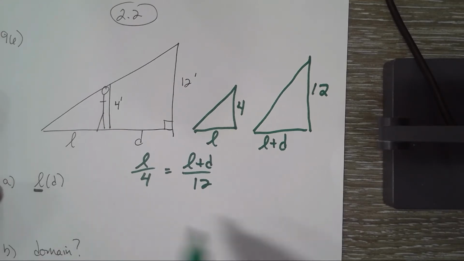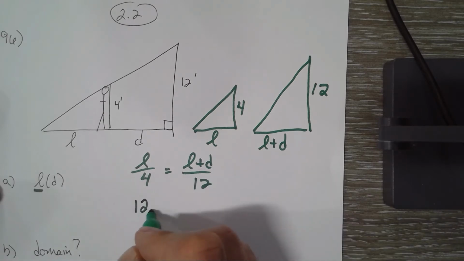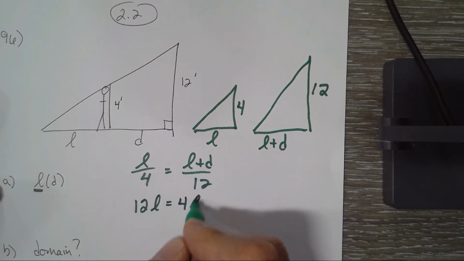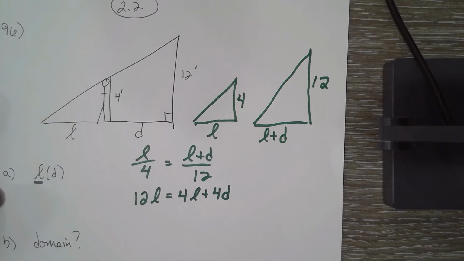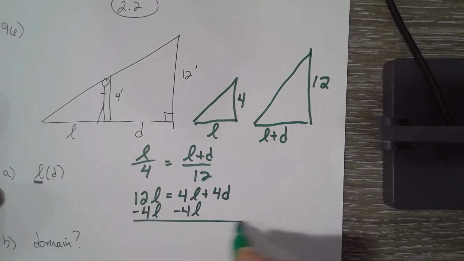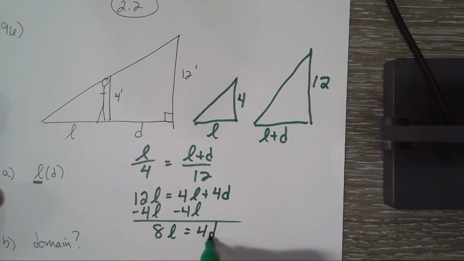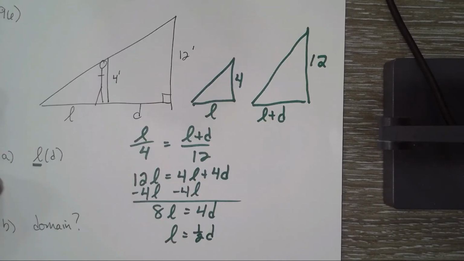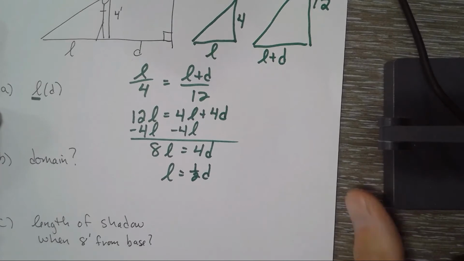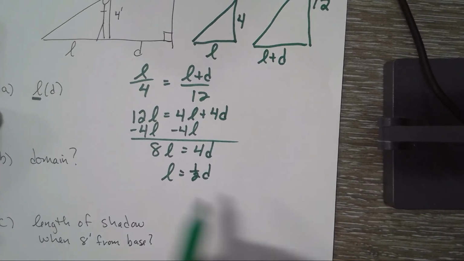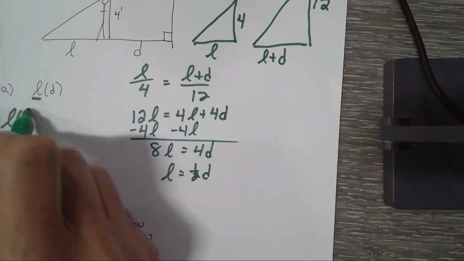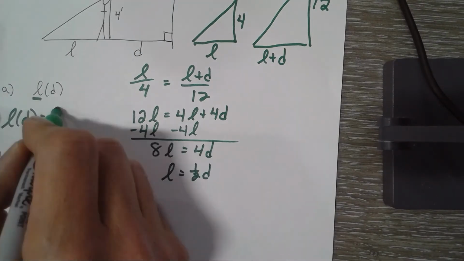Okay, so I'm going to start by cross multiplying. And we need to get L on one side. So I'm going to subtract 4L. 8L equals 4D. And divide by 8: L equals 4D over 8, or 1/2 D. You could also write that as D over 2. Same thing as 1/2 D. So that's our answer. L of D, written in terms of D, is 1/2 D.